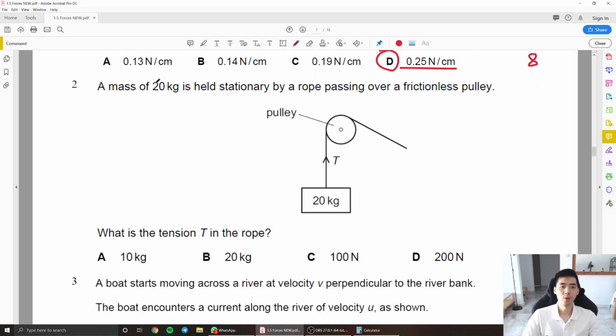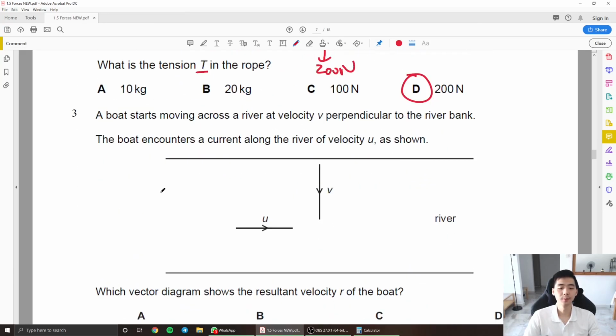A mass of 20 kg is held stationary by a rope passing over a frictionless pulley. What is the tension of the rope here? Now, tension is basically measured in newtons as well. And if this thing here is 200 newtons downwards, this tension must be the same 200 newtons upwards in order to balance off this whole arrangement, right? So the answer is the one marked here.